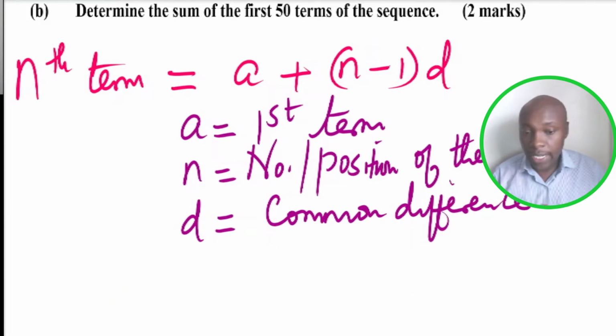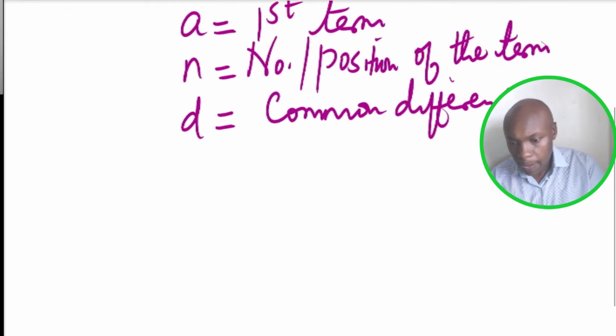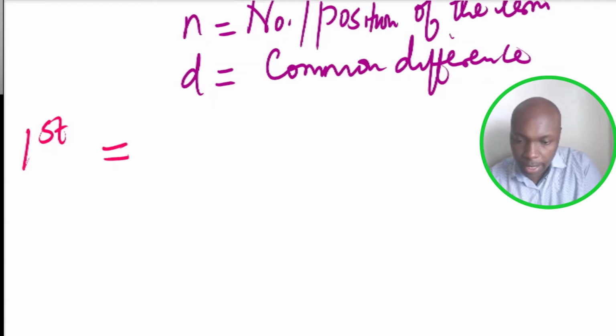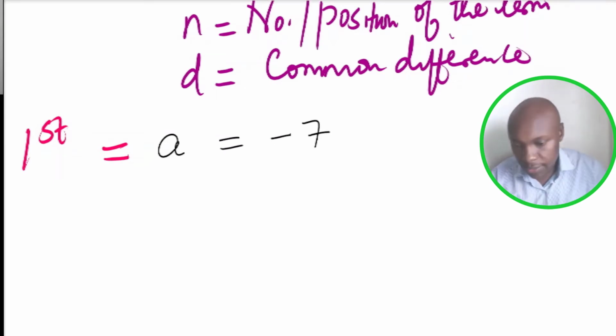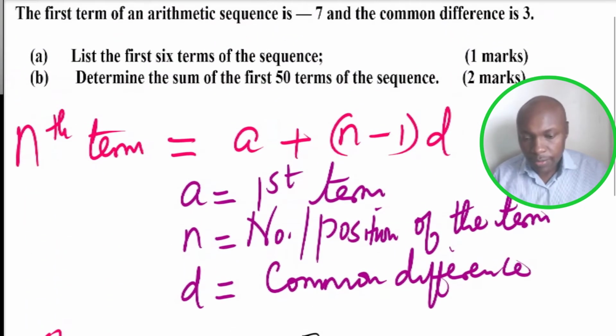Having known now how to write the nth term of any arithmetic sequence, we can list the first 6 terms of the sequence. How do we write the first term of the sequence? So the first term is given by a. That is how you write the first term. And in this case, a is -7. Now this is how we write this. If we are writing the second term, we are going to substitute n with 2.